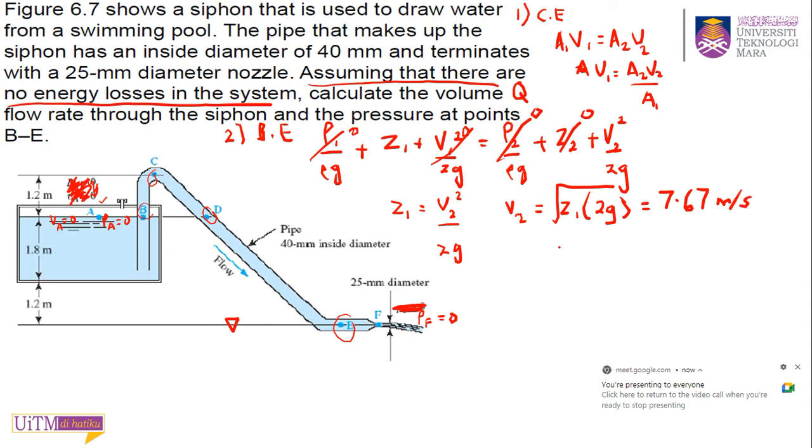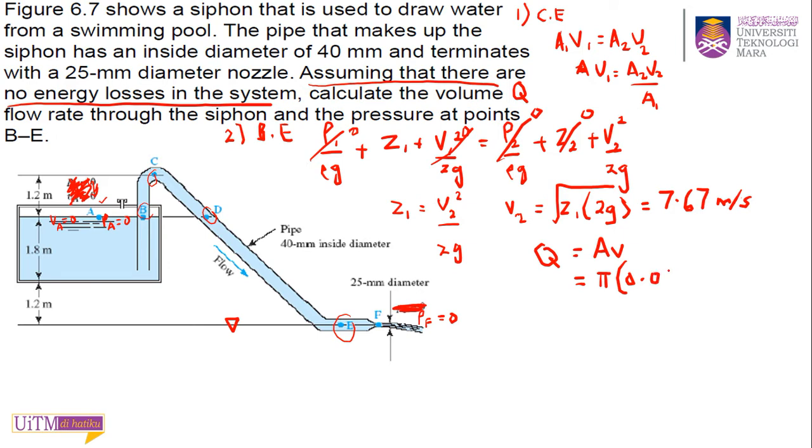Alright, here. So you can answer your first question, the volume flow rate, the Q. So Q equal to A times V. Okay, because you have the velocity at point 2, you need to use the area at point 2, the area at F. Because they gave you the 25 millimeter diameter, this can be translated into area, which is pi times 0.25 divided by 2, which is 0.0125 squared, times 7.67.